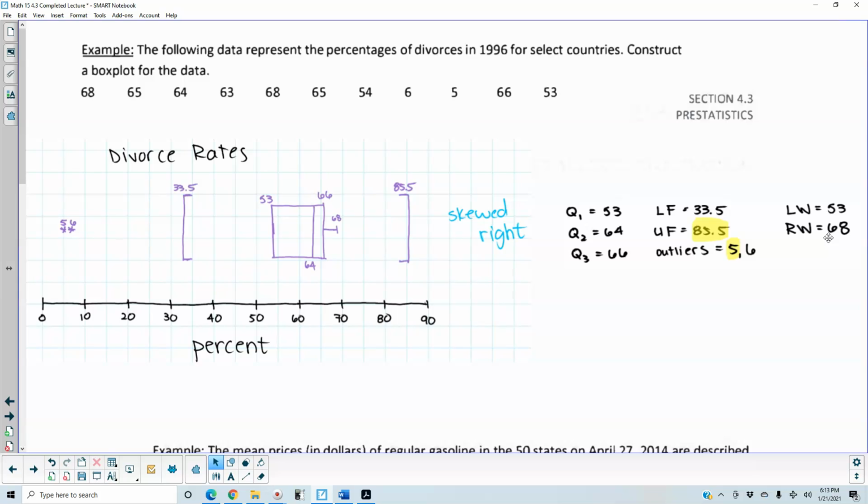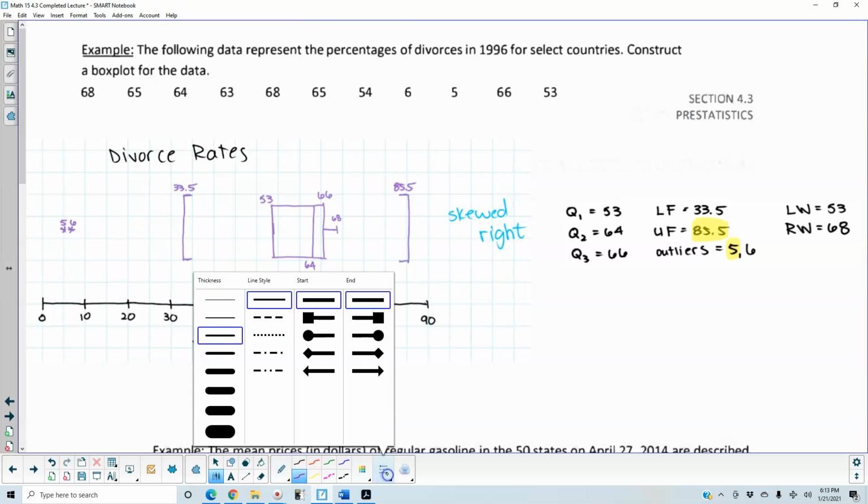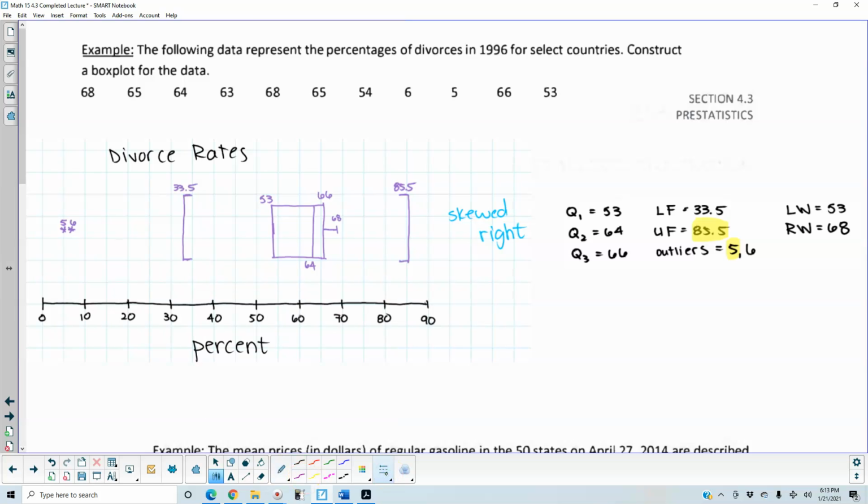So here's our box plot. What you can see here is that we have this box. Let's take a look at these values here. So we can determine that first we have our number line. Our number line goes in increments from 0 to 90. So we go from 0, 10, 20, 30, 40, 50, 60, 70, 80, and 90.